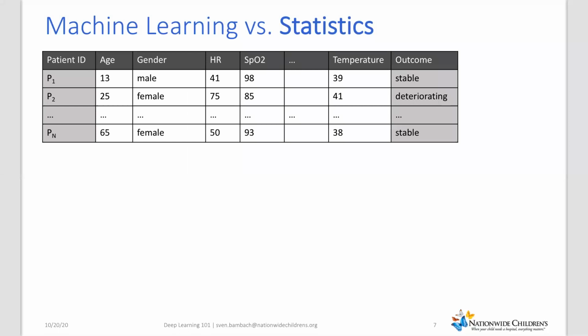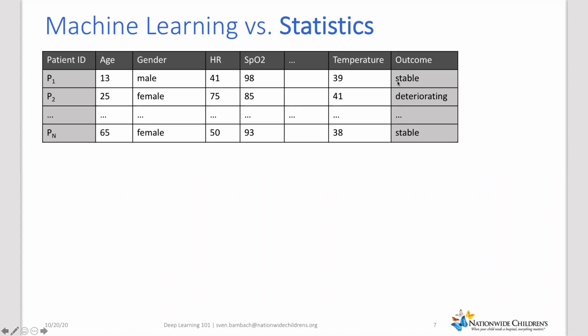So let's assume this very practical problem right here. You have a bunch of patients, maybe those are inpatients at Nationwide Children's Hospital, and you have a bunch of data that you observe about those patients. You know the patient's age. Well, I guess these are too old. Maybe they're not at Nationwide Children's, maybe they're adults, but you know the patient's age, you know their gender, you know heart rate, oxygen saturation, temperature, I guess in Celsius in this case, some sort of variables, right?